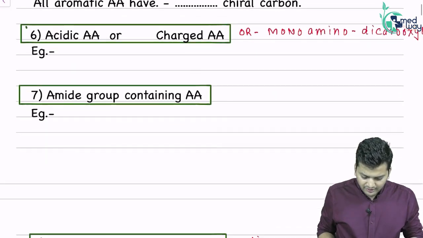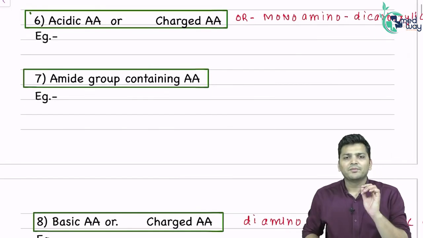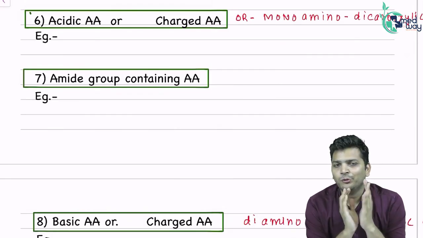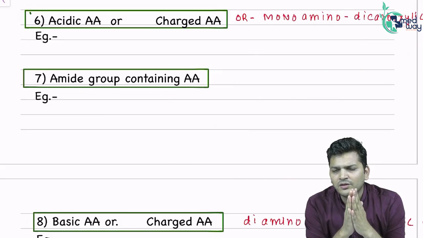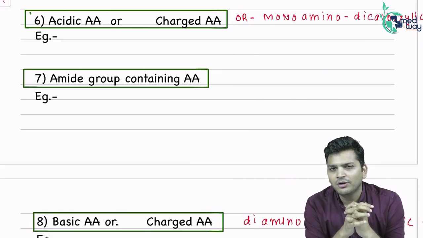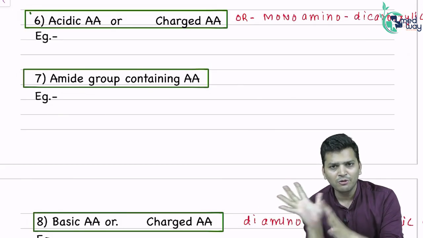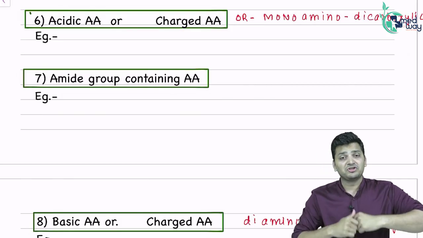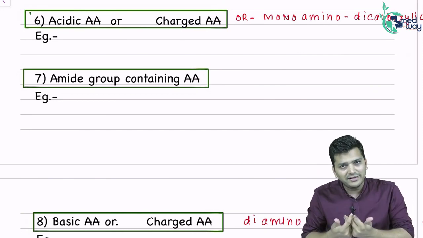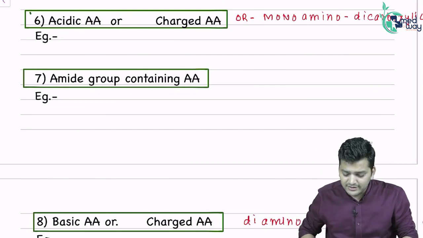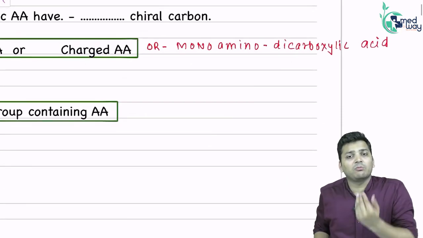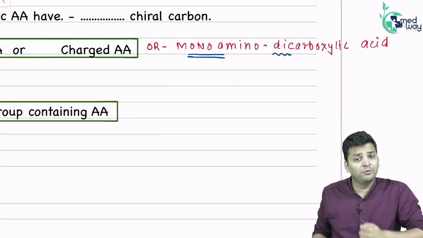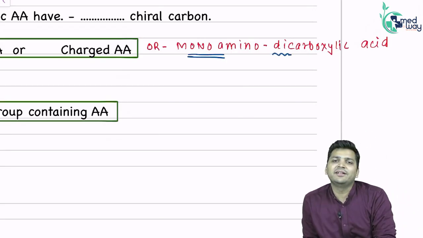The next is the acidic amino acid. Okay, before I go to acidic amino acid, can you tell me one simple answer which I have already told you actually? In a normal amino acid, how many amino groups and how many acidic groups? One amino and one acidic, right? Mono amino, mono acidic. An acidic amino acid will be such an amino acid where there is more and more acid. So that will also be called monoamino dicarboxylic acid. Monoamino means the amino group is just one, but how much is the acid? It's more than one. That is called an acidic amino acid.